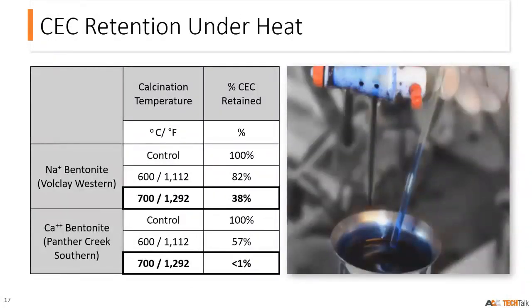All right, CEC retention under heat. This is a good example of using cation exchange capacity to illustrate the actual thermal durability between ball clay Western and Panther Creek calcium. As you can see, at 700 degrees Celsius, 38% of the CEC is retained versus virtually none on the calcium clay.